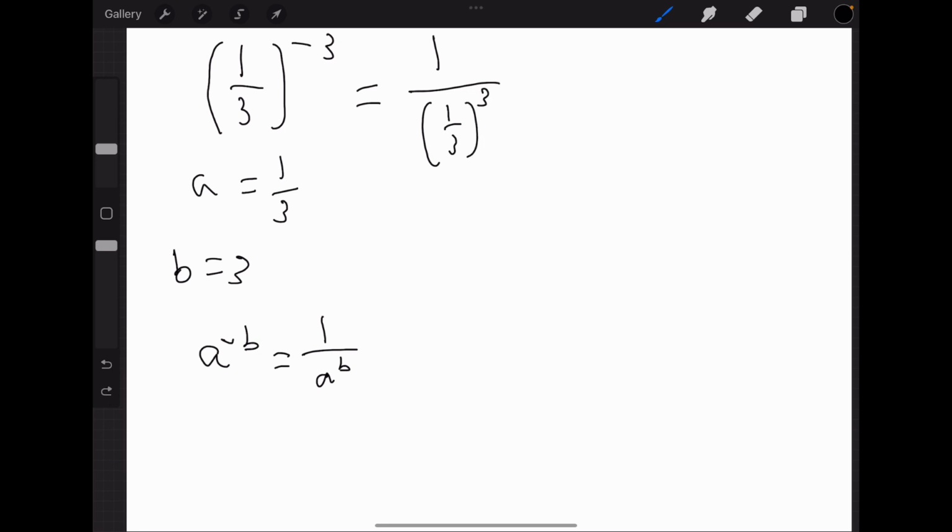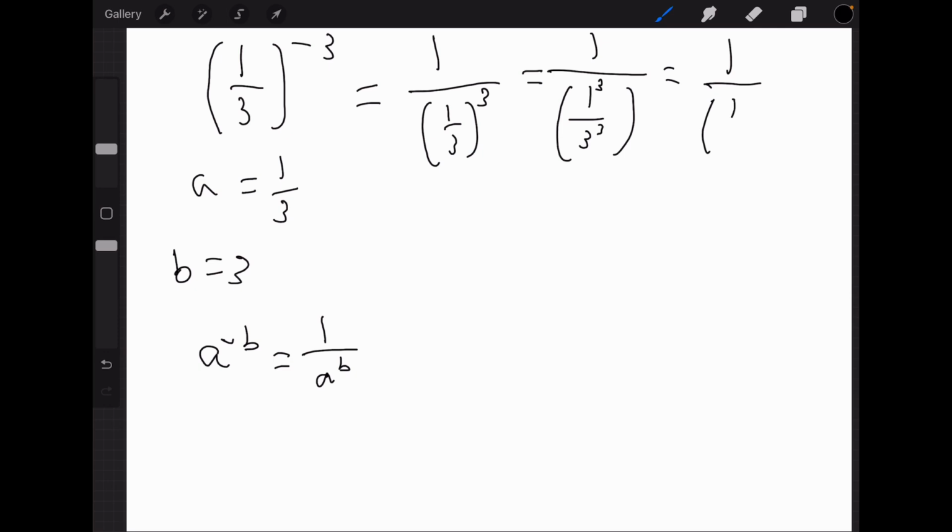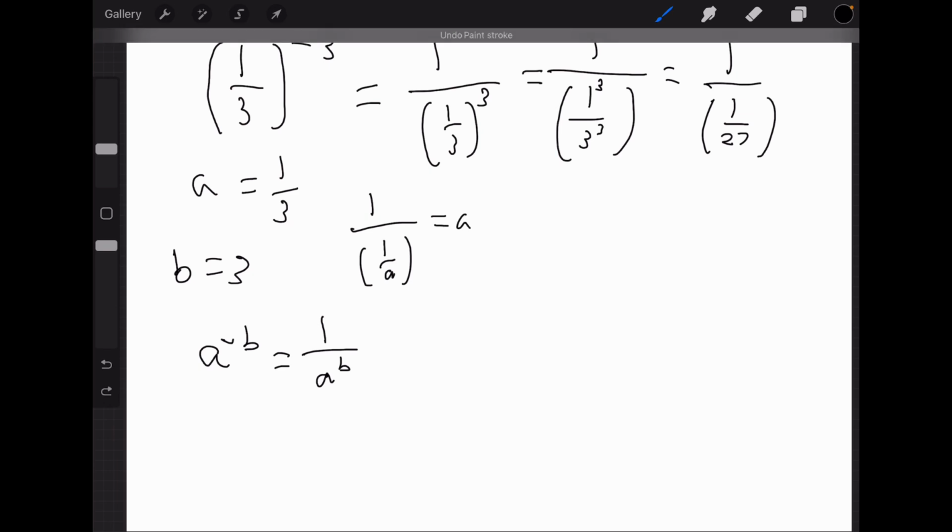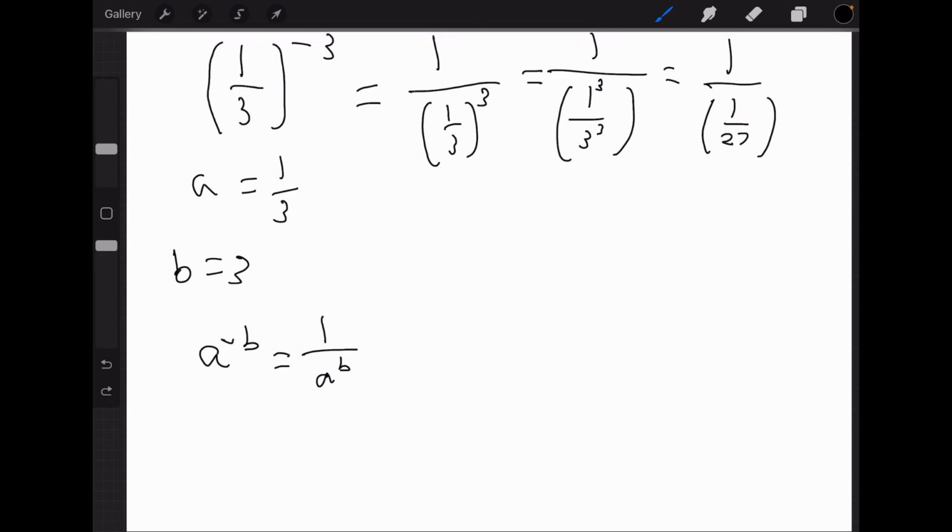And now we can look at the bottom part and solve it by using another one of the rules, and we can see that it equals 1 over 1 to the 3 over 3 to the 3, which equals 1 over 1 over 27, and 1 over 1 over anything equals that number. So now we can see that the final answer is 27.